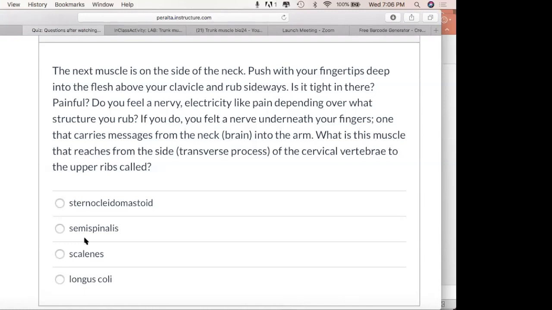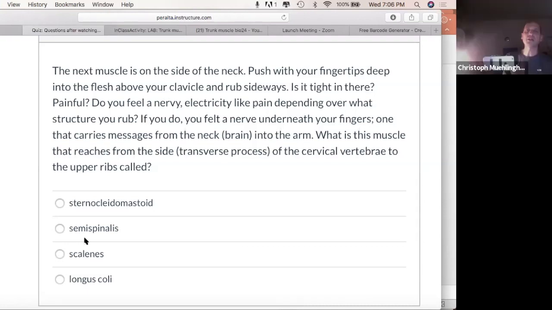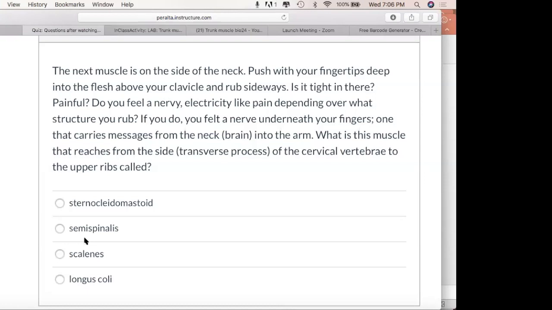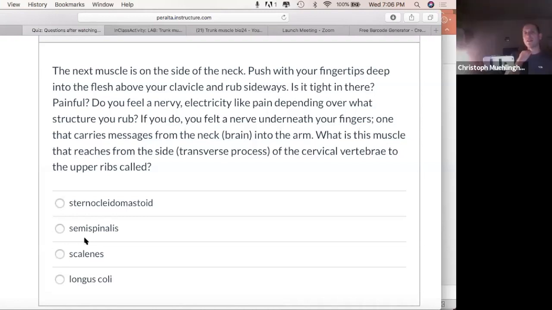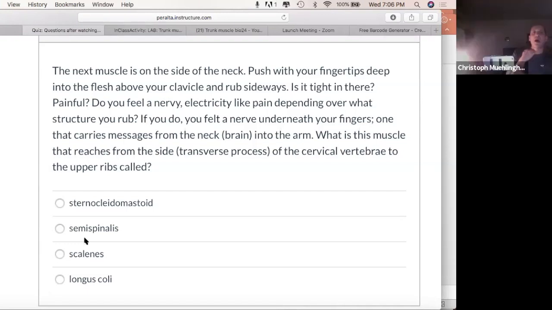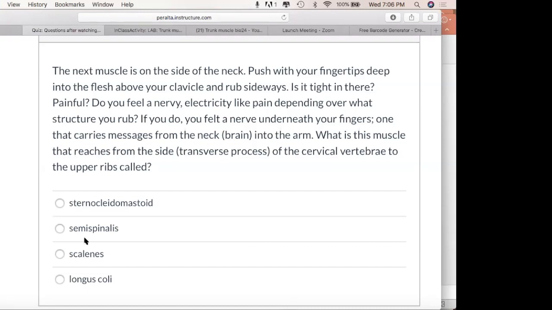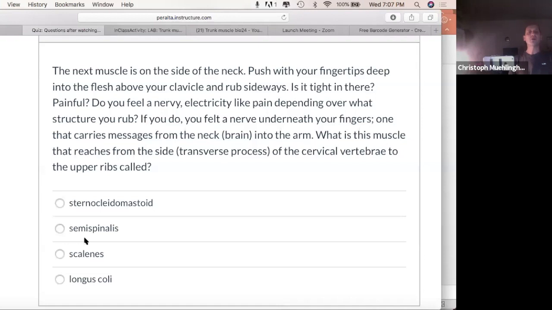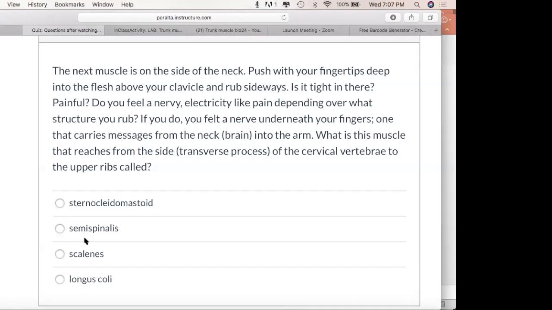All right, so the next muscle is on one side of the neck. Push your fingertips deep into the flesh above the clavicle and rub sideways. Is it tight there? When you do that, is it painful? Do you feel a little electricity if you really go deep? If you do that, you actually rub over some of the nerves that carry the messages from the brain into the arm. And a muscle there that goes around actually squeezes those nerves sometimes and can give you carpal tunnel syndrome, or give you arm pain or shoulder pain.